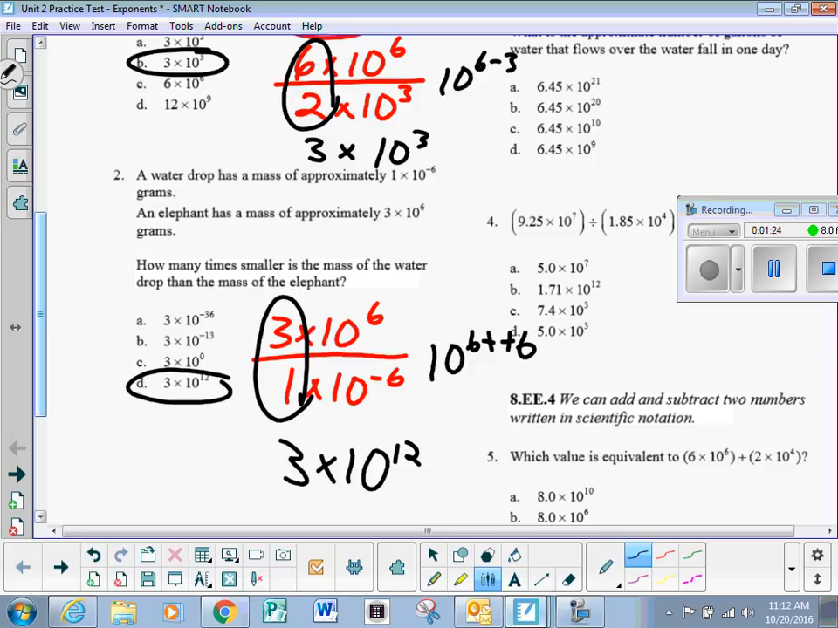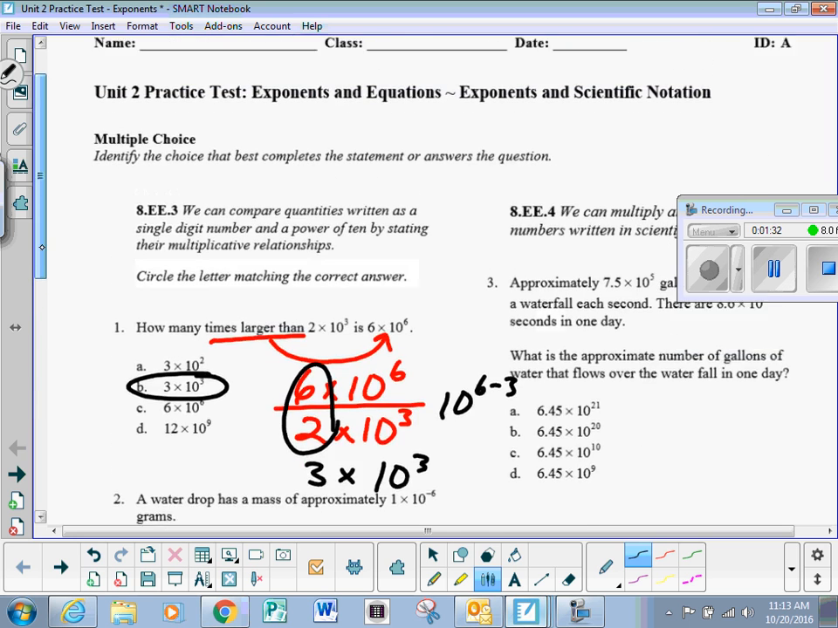So how many times smaller is the water drop? 3 times 10 to the 12. How many times bigger is the elephant? 3 times 10 to the 12. Okay. Number 3.